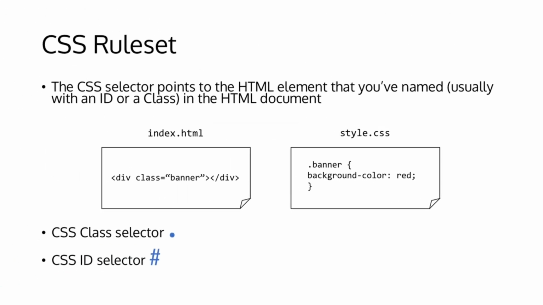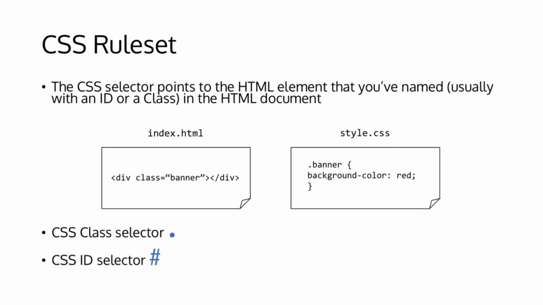Notice that the CSS selector is the same name as the class in the index.html file. And that's how CSS and HTML are able to talk to each other. And that CSS selector of .banner is going to select that class that's called banner in the index.html. And everywhere you indicate class equals banner, it's going to be styled with background color red.